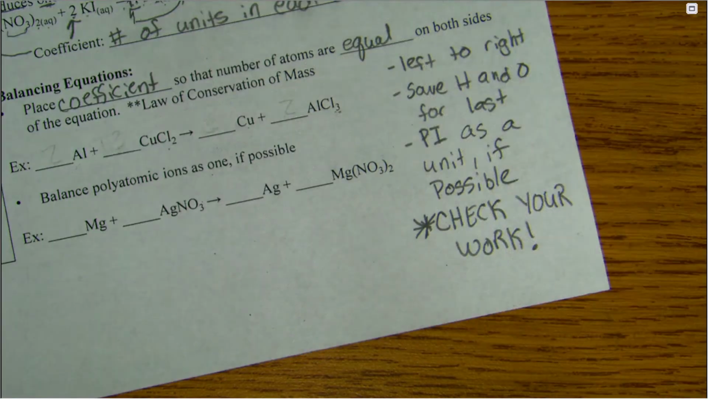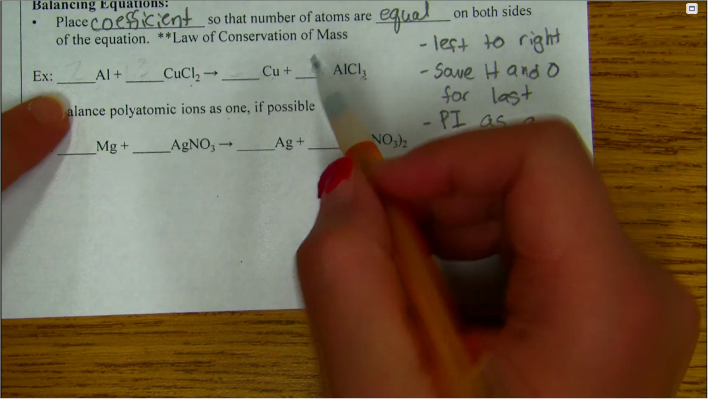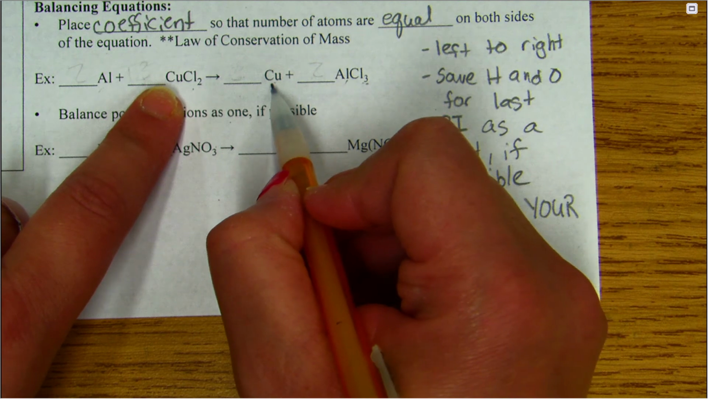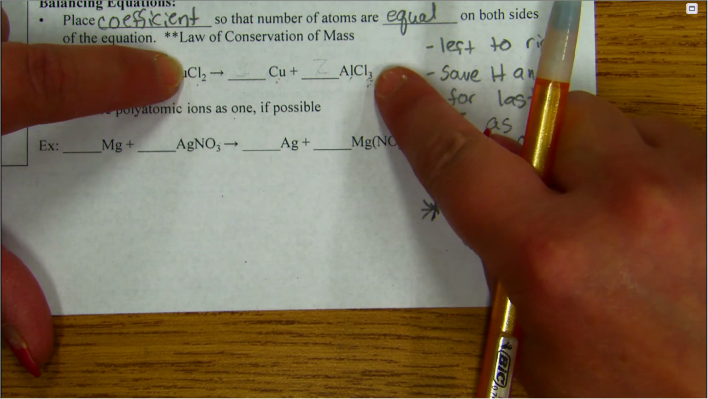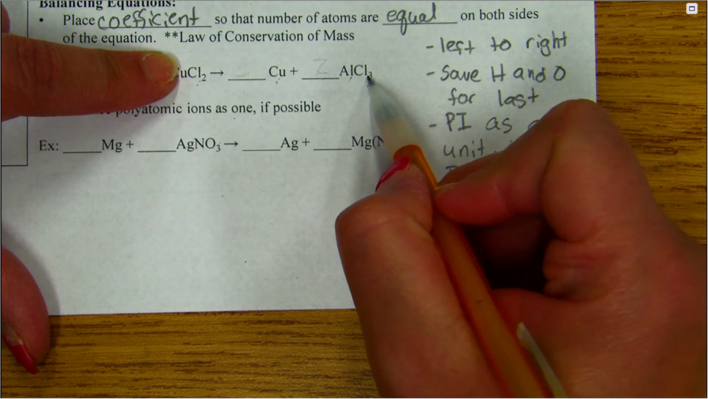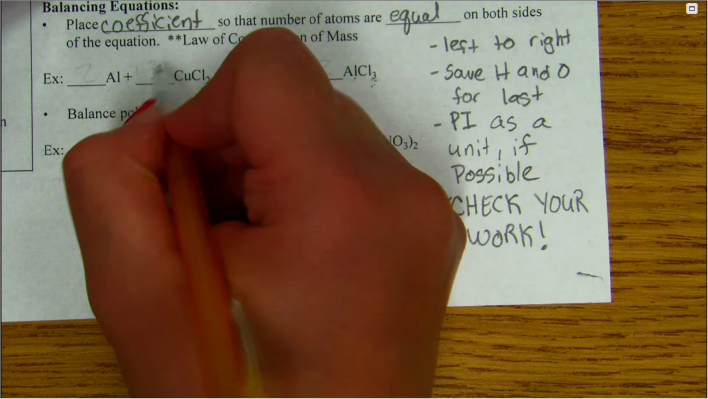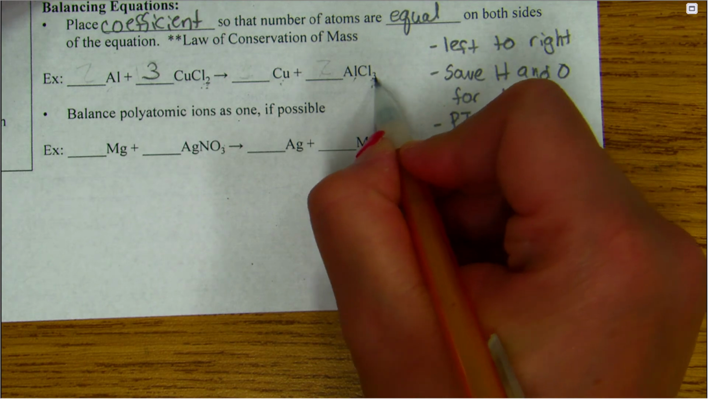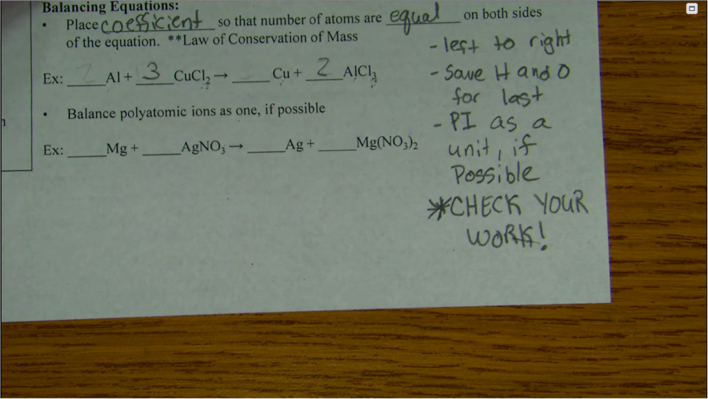But let me show you another way to do this, which you may find to be easier, okay? We've already determined that our aluminums are the same and our coppers are the same. Our chlorines are the only thing that need to balance. So if I have 2 chlorines on the left, or 3 on the right, what is the common denominator? 2 times 3 is 6. So if I need 6 chlorines, 2 times what is 6? 3. 2 times 3 is 6. And if I have 3 chlorines on the right, what times 3 is 6? 2.